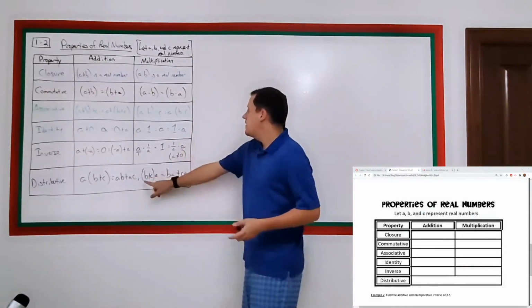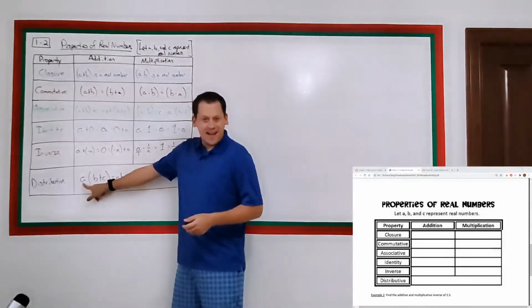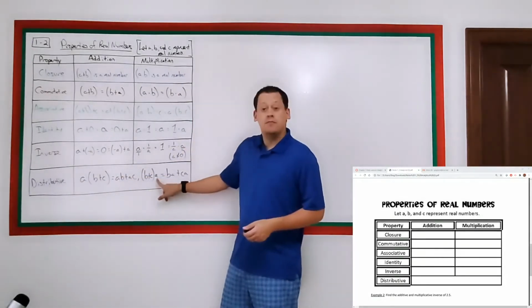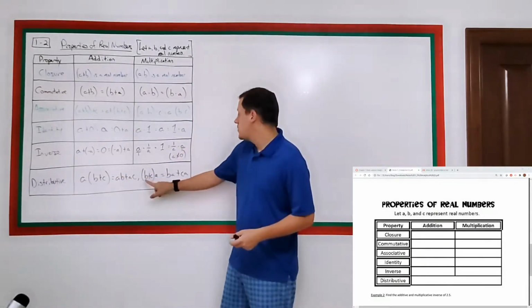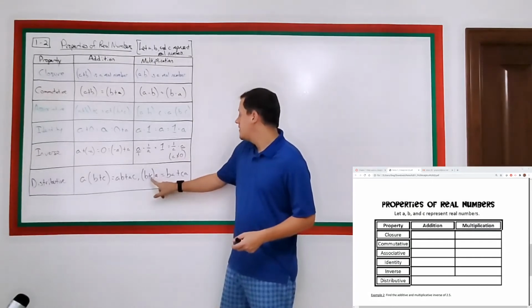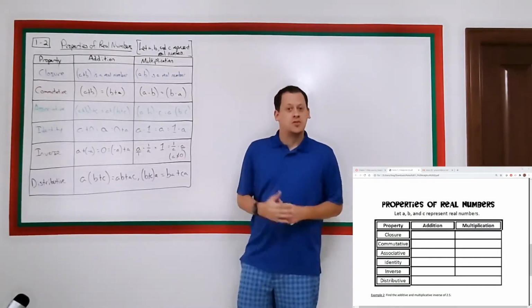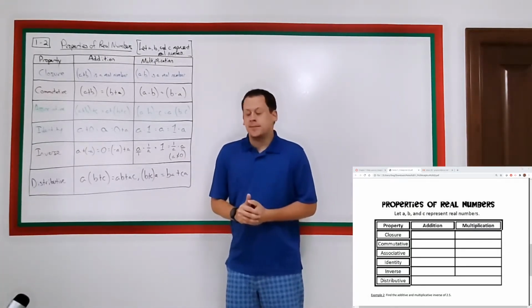Okay, and the thing you're multiplying by doesn't have to be on the left. It can be on the right, and it still works the same way. This would be b times a plus c times a. The distributive property works both ways.